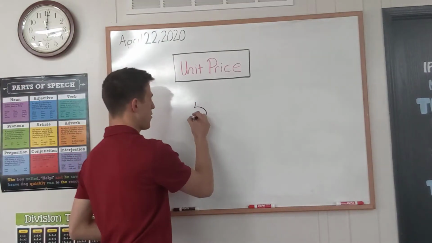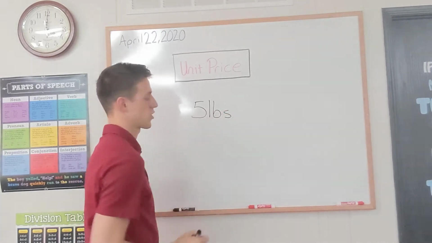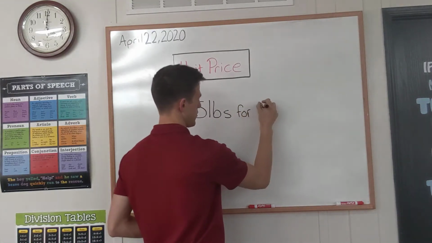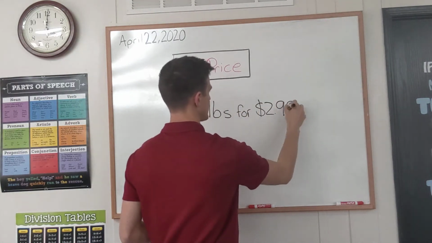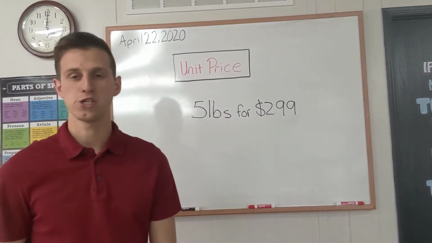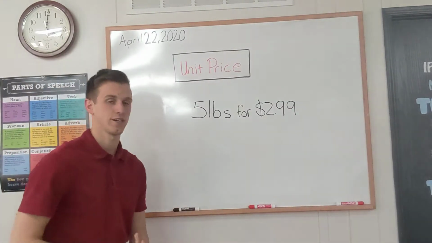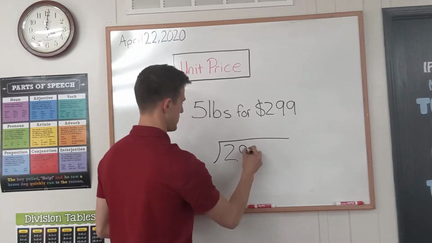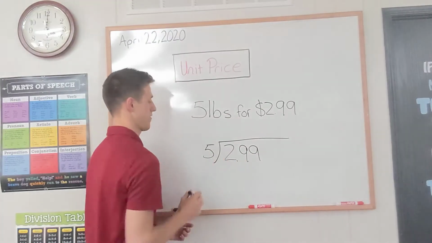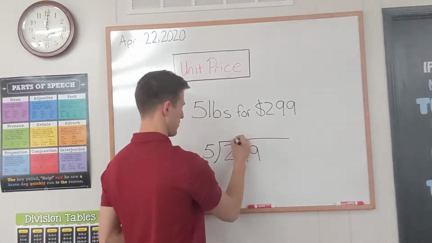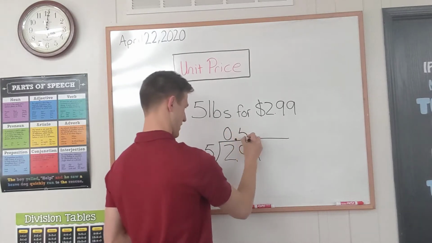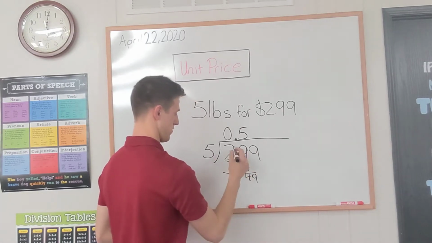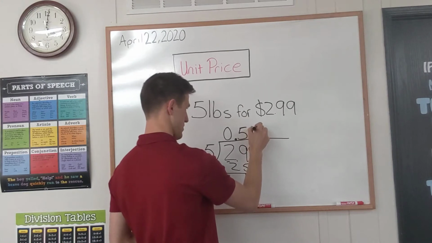So if I have 5 pounds of feed and it costs $2.99, how are we going to figure out how much each pound cost? We're going to divide our $2.99 by our 5 pounds. 5 can't go into 2, so we're going to place our decimal point up here. 5 goes into 29 5 times, and 5 times 9 would be 45.